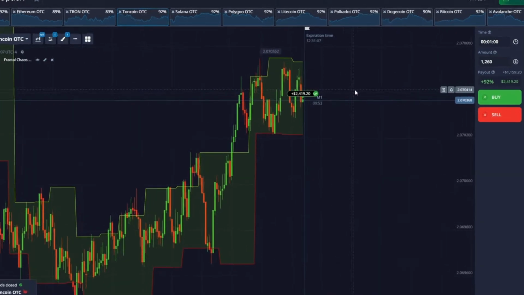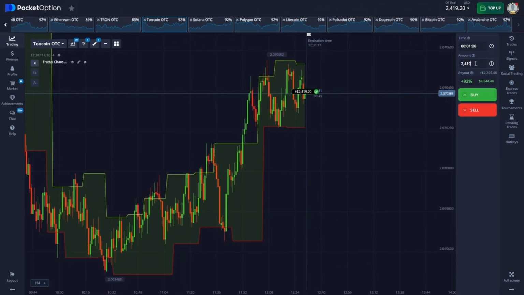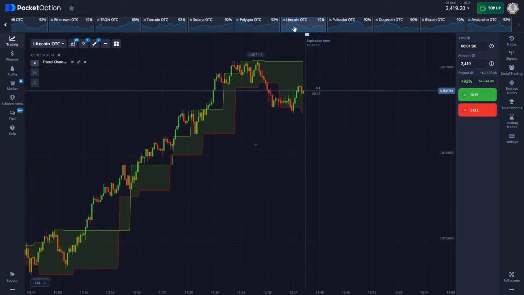Only a few seconds left and I won another trade. Now my balance has turned into $2,419. Let's find a trade for $2,419.